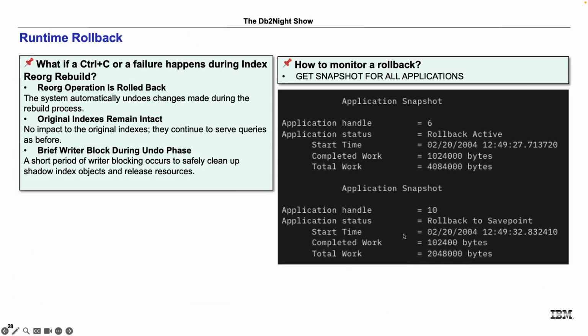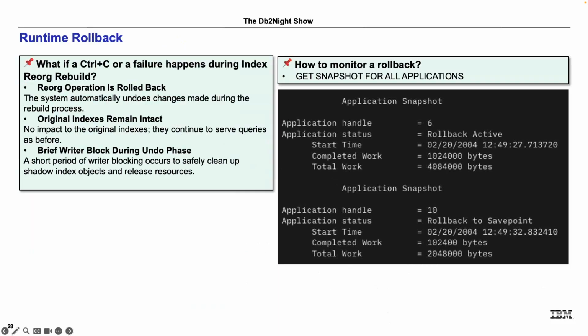Then next, runtime rollback. There has to be some situations where there's an interrupt or a Control-C, or in rare cases, a failure happens during index rebuild. What's going to happen, right? That's going to trigger runtime rollback. So reorg operations will be fully rolled back. The system will safely undo the rebuild process in the background, and the original indexes will remain untouched. So ongoing queries continue to operate without disruption, okay?